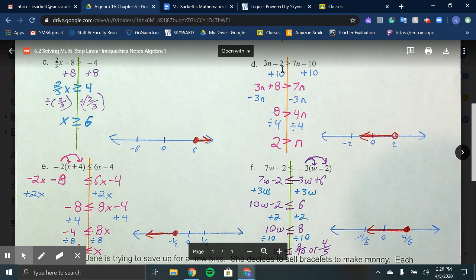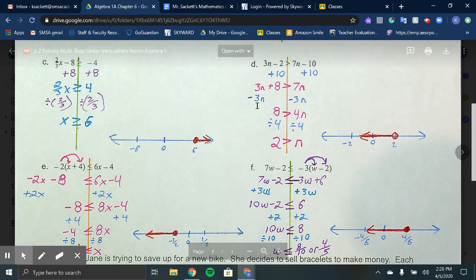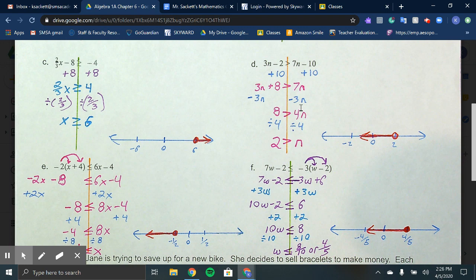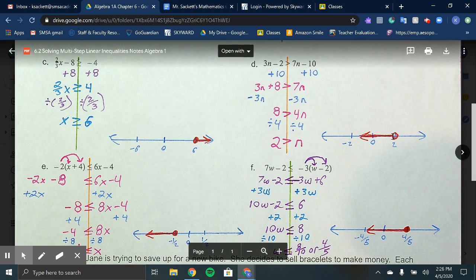So 3n minus 2, negative 2 plus 10 becomes 3n plus 8, is greater than 7n. Then, to undo the addition, I can subtract 3n from each side. I'm left with 8 is greater than 4 times n. Divide both sides by 4, and 2 is greater than n, which means n is less than 2. So we have an open circle, arrow going to the less than.